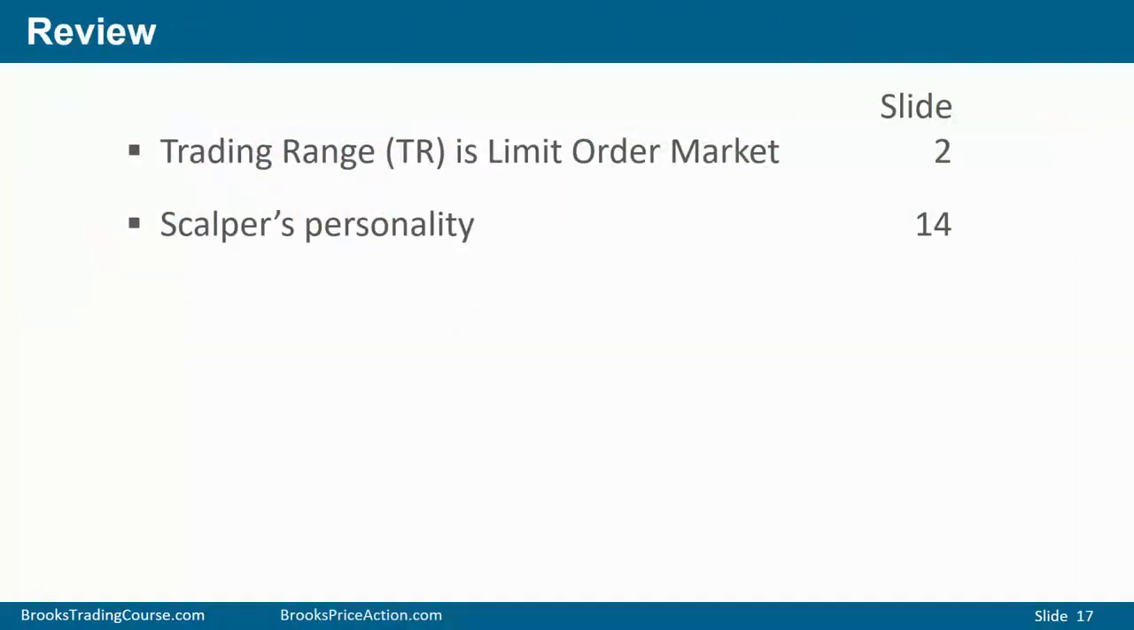In this video, I talked about trading ranges as limit order markets, markets where scalpers take trades at the bottom, betting that it will go up. They buy at the bottom, they sell at the top, betting breakouts will fail, and the trading range will continue. I then talked about the personality of scalpers. Most traders do not have the personality that would allow them to scalp profitably long term. It's simply not fun for most traders.